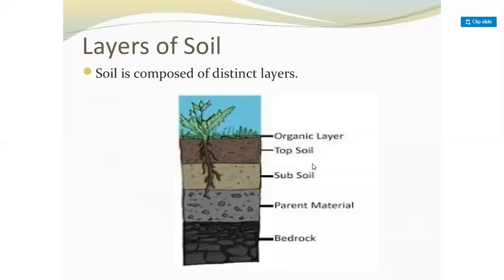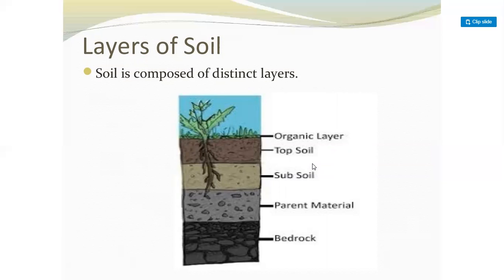So soil is composed of distinct layers. Here you can see the organic layer, topsoil, subsoil, parent material, and bedrock. So that is called the soil profile. The soil is the uppermost layer of Earth's crust. It is composed of distinct layers that you can see here.